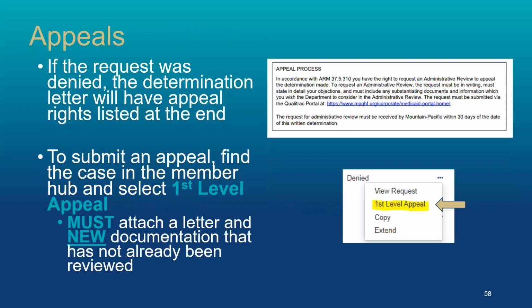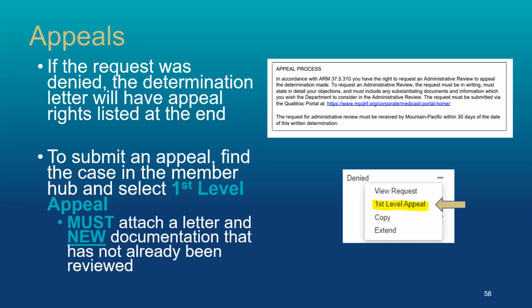If it was denied, then at the bottom of the letter on the very last page, there will be appeal rights. And this is what that appeal rights looks like. And then if you want to appeal it, you would do that through the portal. You can use that link there. Again, it takes you back to our portal homepage. You would log in, you would find the case. And now in the member hub, when you click on that ellipsis, there's going to be the option for a first level appeal. And so then you would be able to click on that.